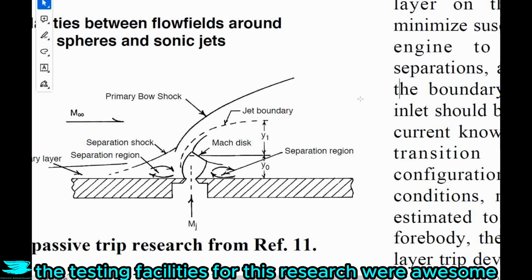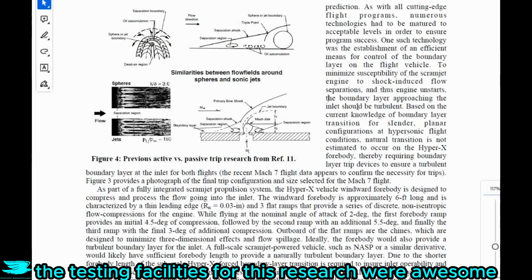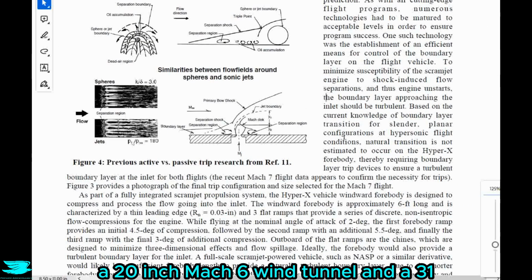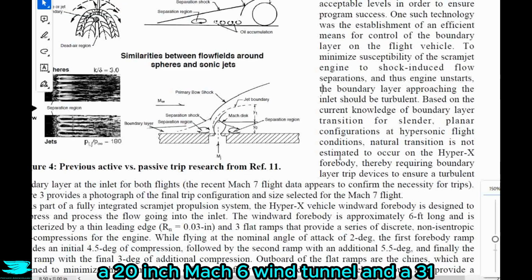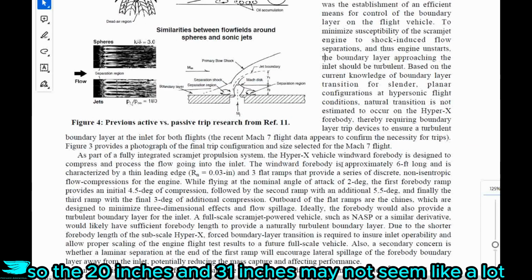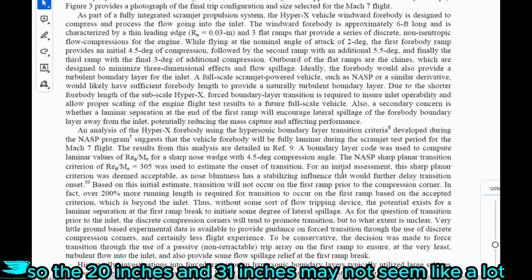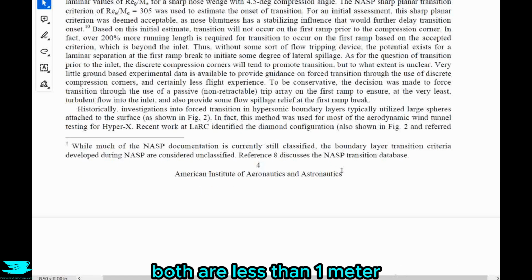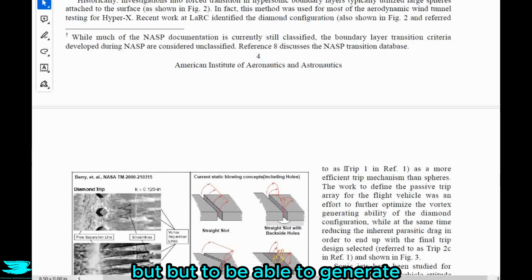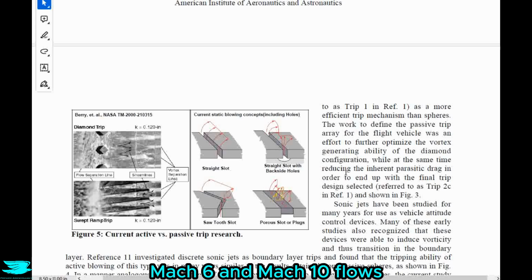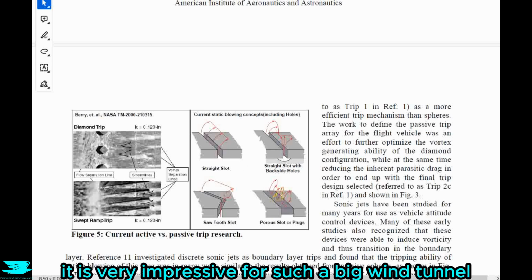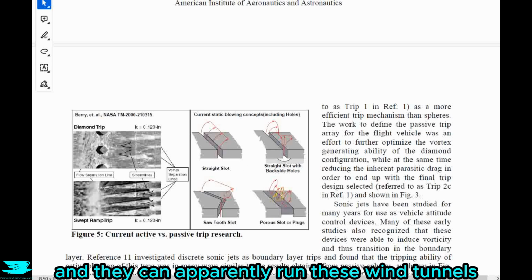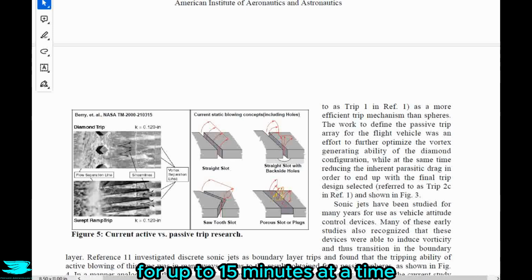Now, the testing facilities for this research were awesome. They had 2 wind tunnels, a 20-inch Mach 6 wind tunnel, and a 31-inch Mach 10 wind tunnel. So the 20 inches and 31 inches may not seem like a lot, both are less than 1 meter, but to be able to generate Mach 6 and Mach 10 flows is very impressive for such a big wind tunnel, and they can apparently run these wind tunnels for up to 15 minutes at a time at Mach 10.